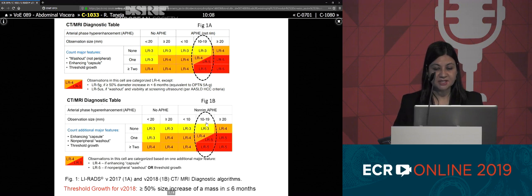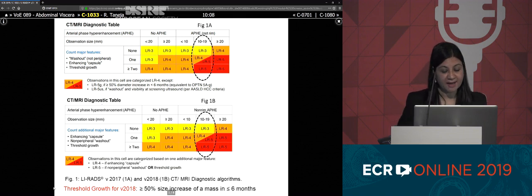Now, if you look at version 2018 and we look at the little box again, the 10 to 19 millimeter arterial phase hyperenhancing observations with one additional major feature will be called LR5 if they demonstrate either non-peripheral washout or threshold growth. So this little box changed in version 2018.